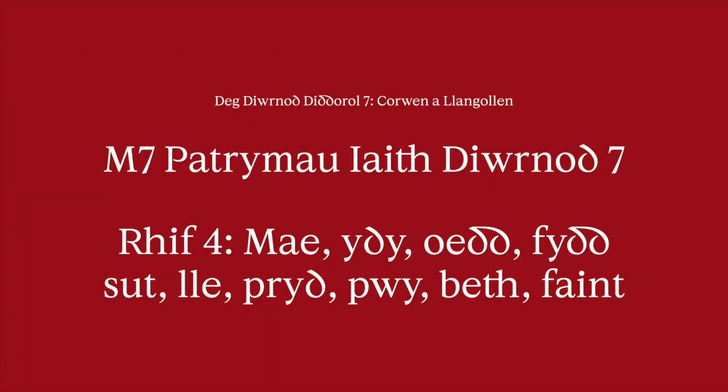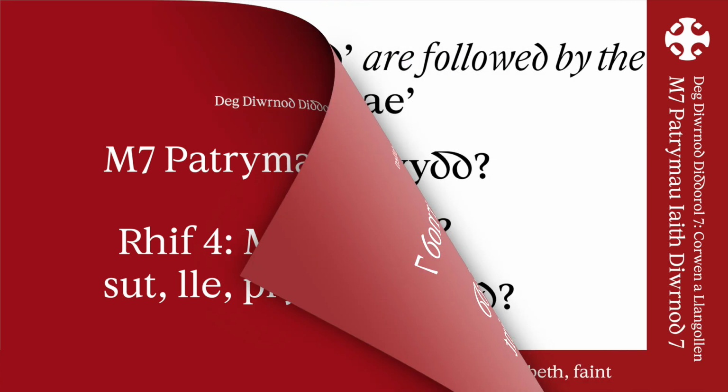Rhif pedwar. Mae, ydy, oedd, fydd. With sut, lle, pryd, pwy, beth, faint. The question words sut, lle, pryd, pwy, beth, faint have been used since early on in the course and are probably used fairly naturally. But there's a little bit of a rule that has been avoided.